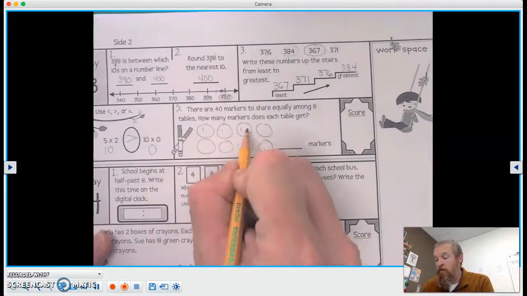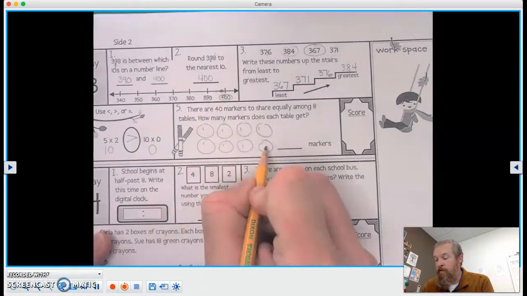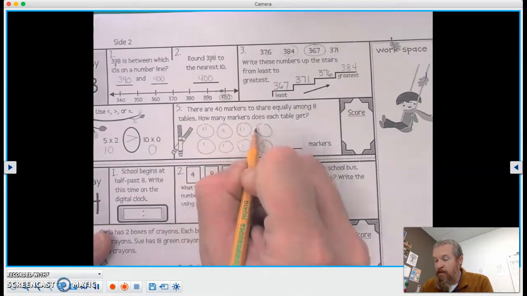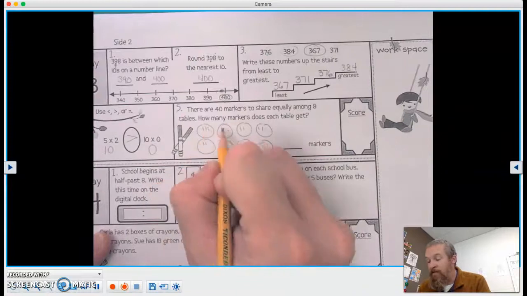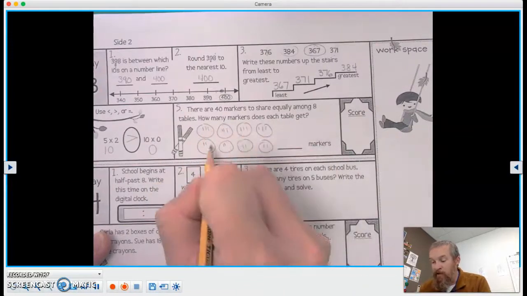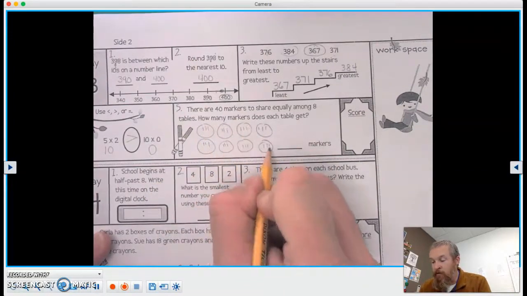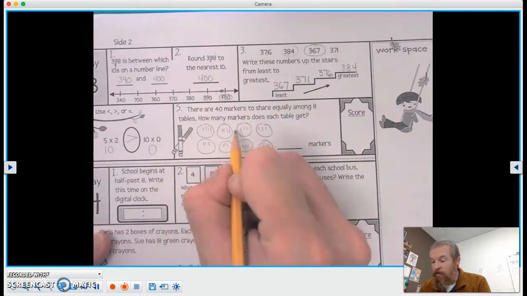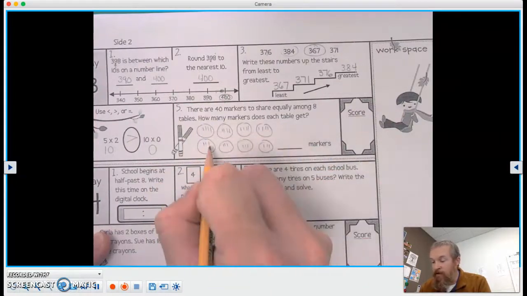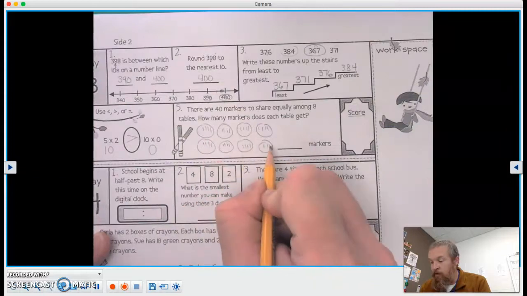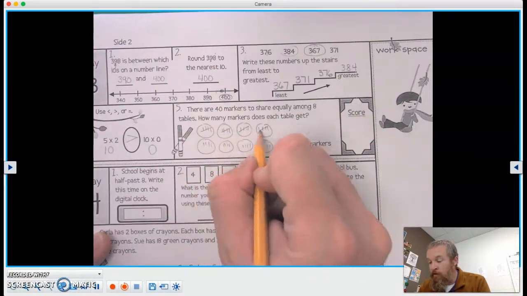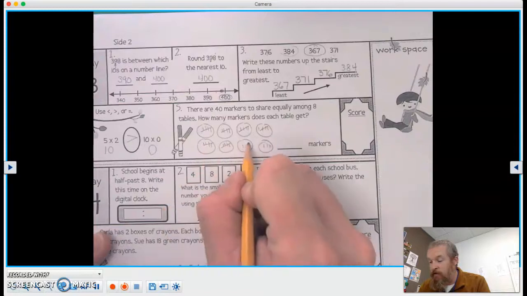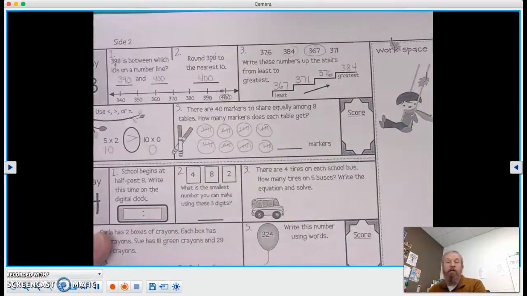1, 2, 3, 4, 5, 6, 7, 8, 9, 10, and so on, counting all the way up through 20, 30, to 40.